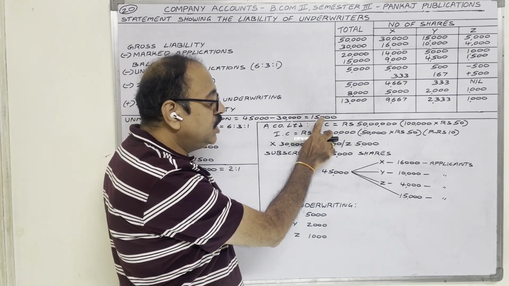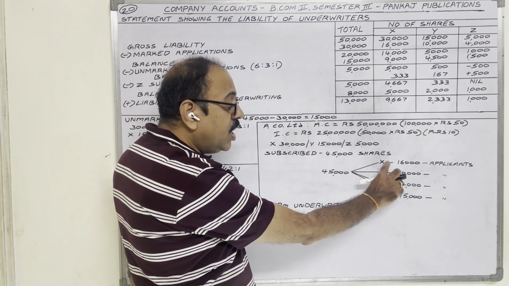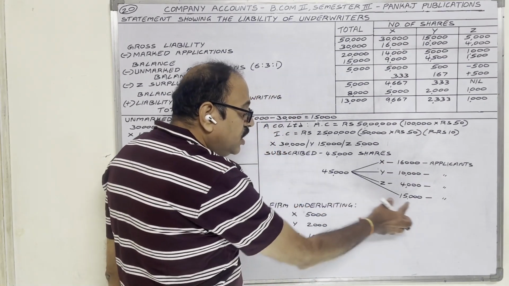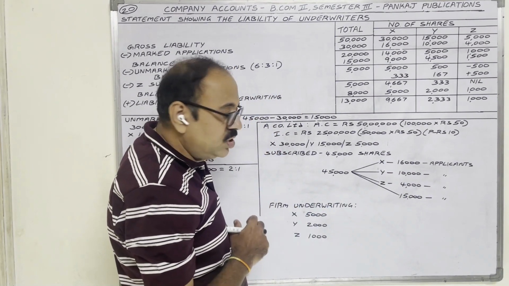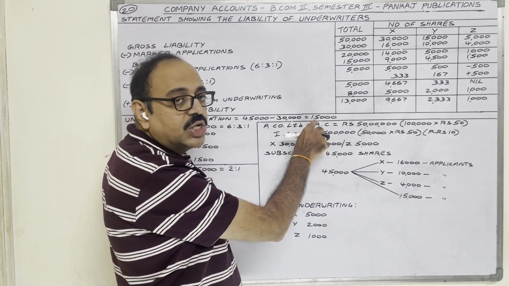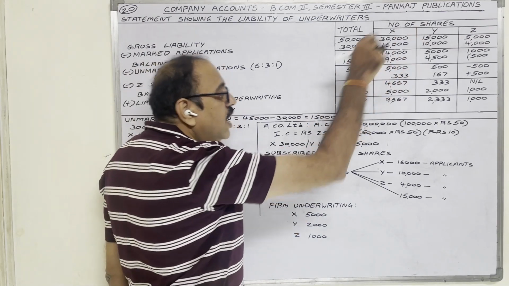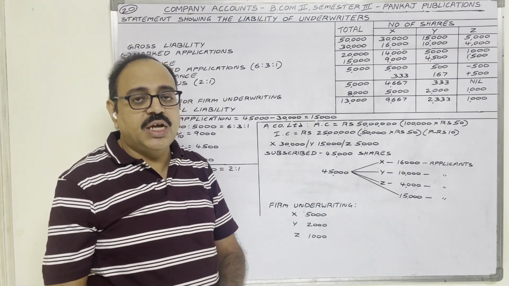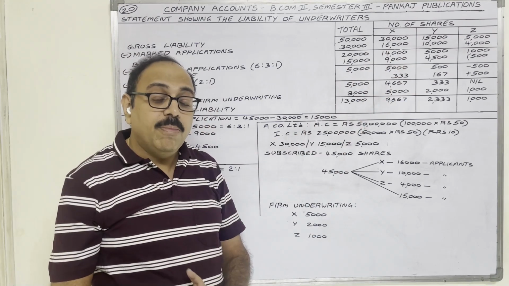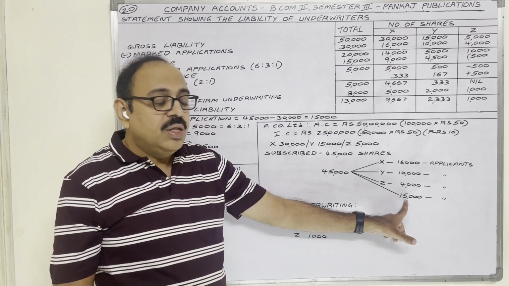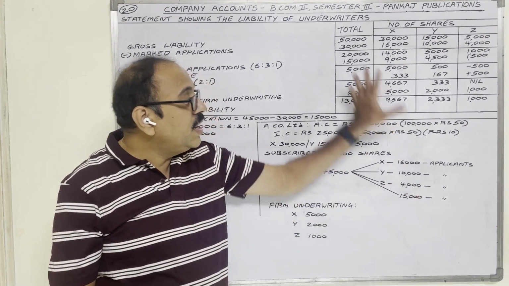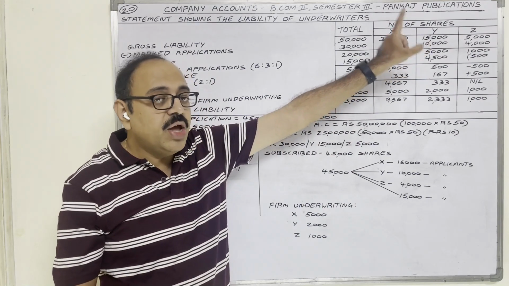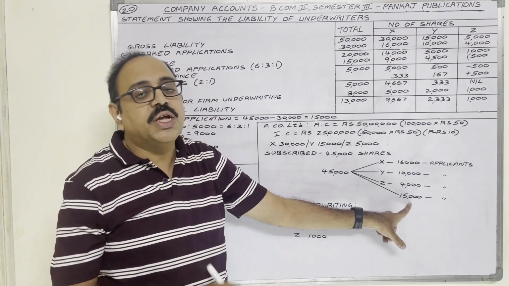So what do unmarked applications mean? Without the effort of any underwriter, the company received these applications directly from the public. So 15,000. Now these 15,000 shares also we have to attribute to the 3 underwriters. Because what is the agreement? If the public fails to buy the shares, then underwriters have to buy. The public applied for 15,000 shares now, so underwriters need not purchase these 15,000 shares either. Therefore, from the underwriters' gross liability, we have to subtract even the unmarked applications.